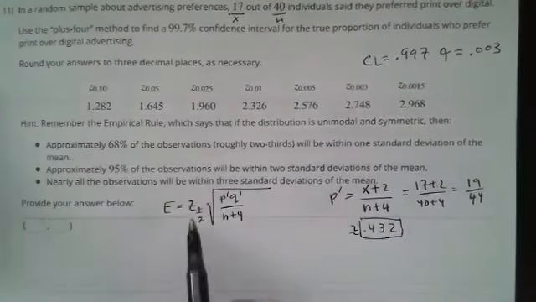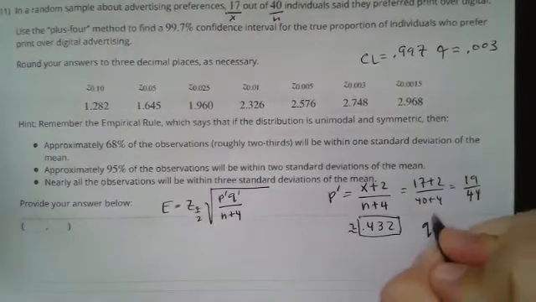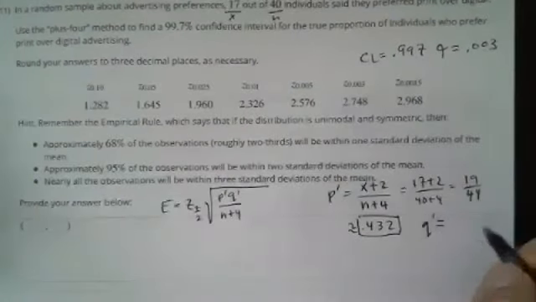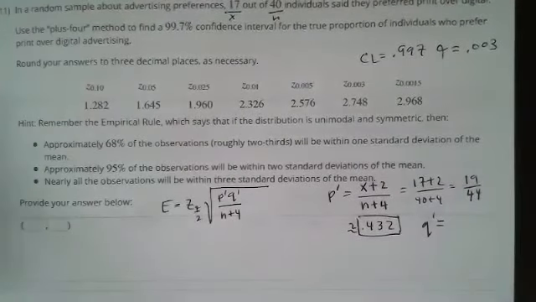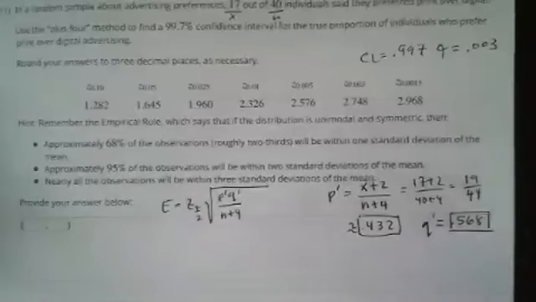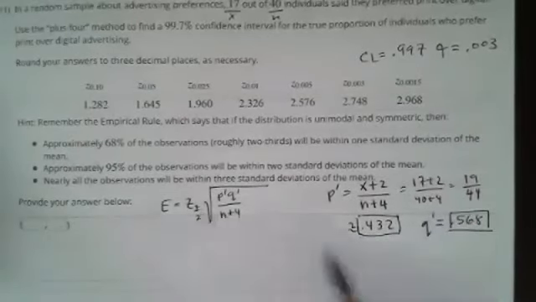So we need this z alpha. We have a p prime, so q prime is 1 minus this. 1 minus 0.432 is 0.568. So we have p prime, q prime, and n. We just need z of alpha over 2.